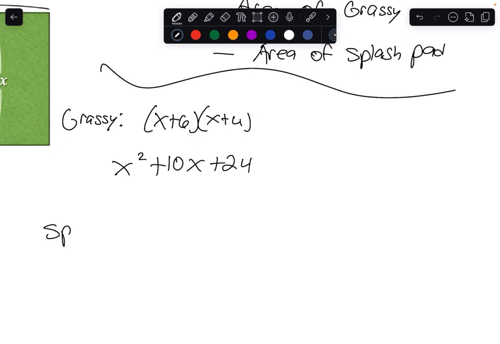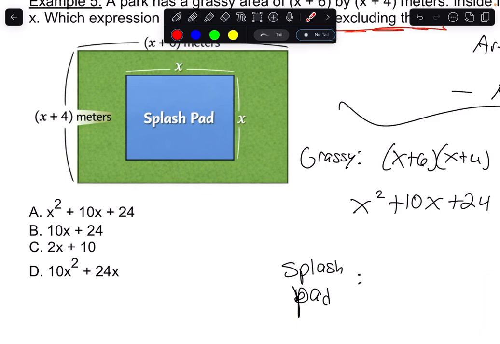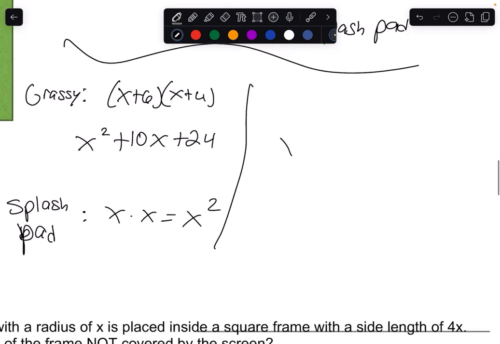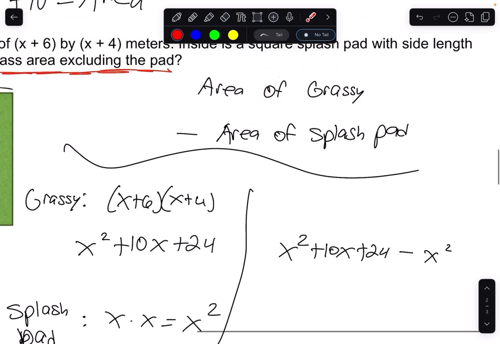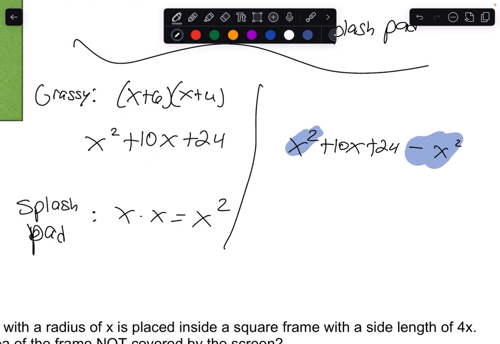The splash pad had an area of, well, it's length times width as well. So x times x, and x times x just gets you x squared. So we are doing x squared plus 10x plus 24 minus x squared, or the grassy area minus the area of the splash pad. Notice here, thankfully, there's only one thing that cancels out. So the good news is we're left with just 10x plus 24.